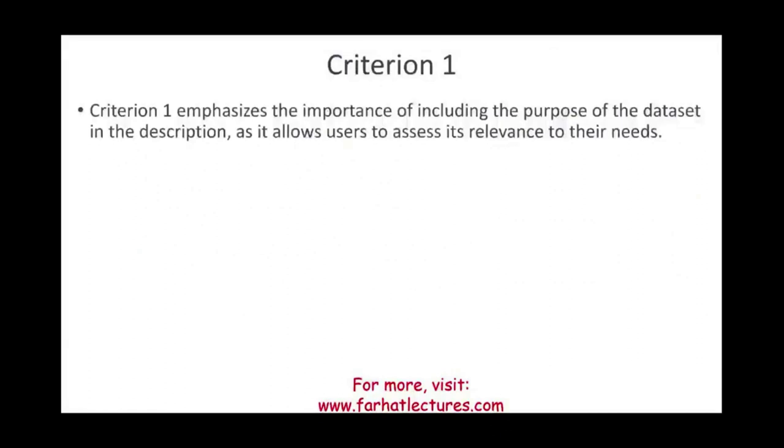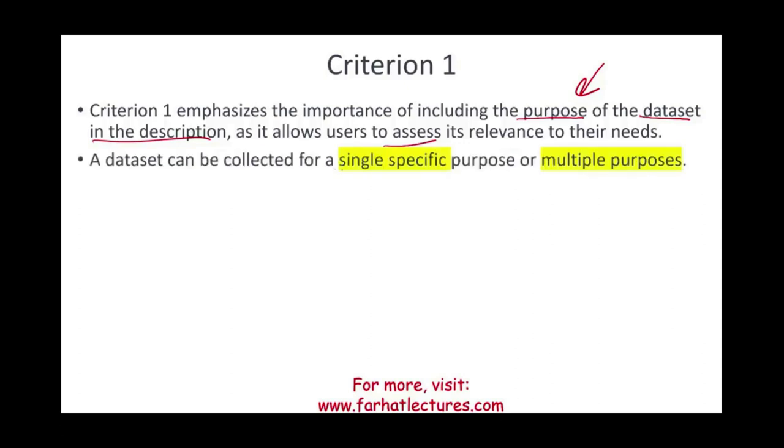Starting with criterion one, it emphasizes the importance of including the purpose of the data set in the description. Simply put, in the description means in the metadata. Metadata is the data about the data. If you don't know what the metadata is, please look at the prior recording. Metadata means tell me about the data. Well, the first thing you want to tell me is what is the purpose of this data? Because it's going to allow me to assess its relevance to the need of whatever I'm doing. Because data could be collected for a single specific purpose, or the data could be collected for multiple purposes. I need to know what the purpose of this data is.